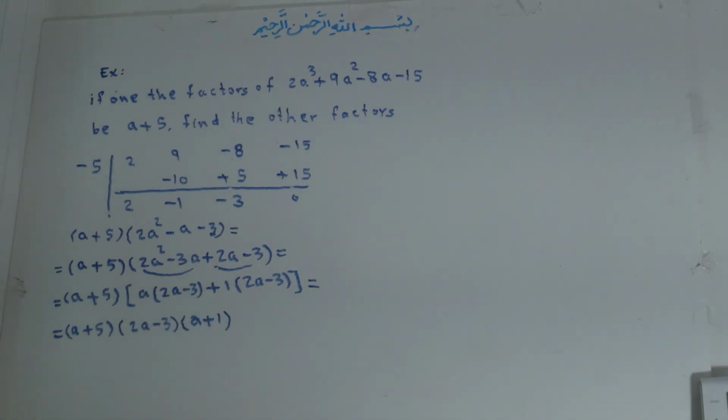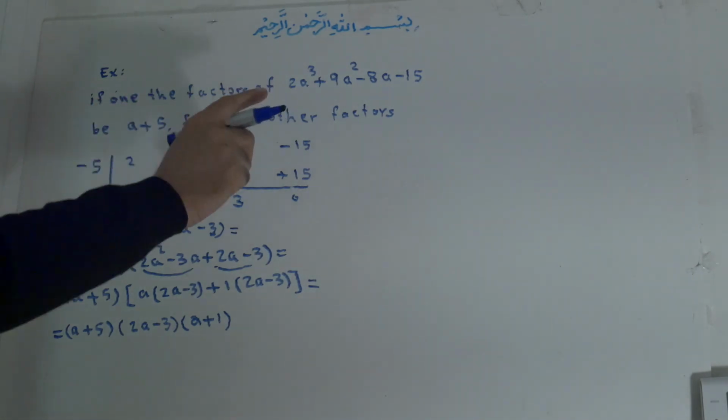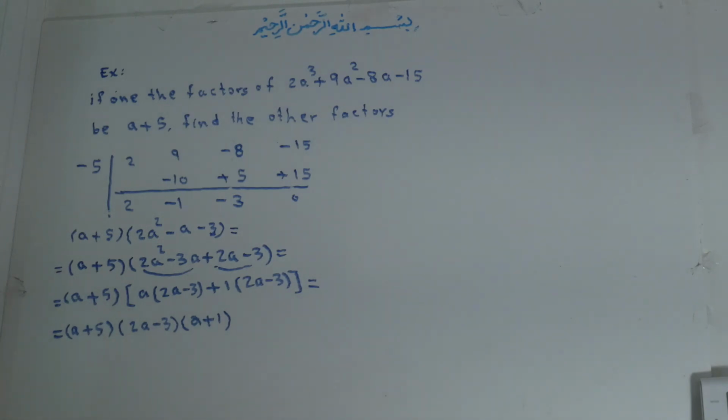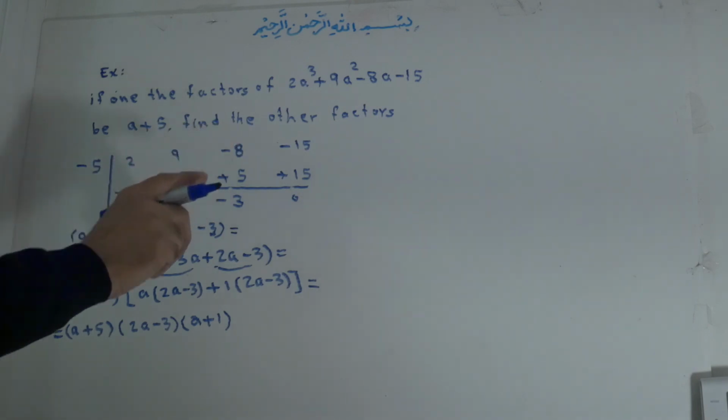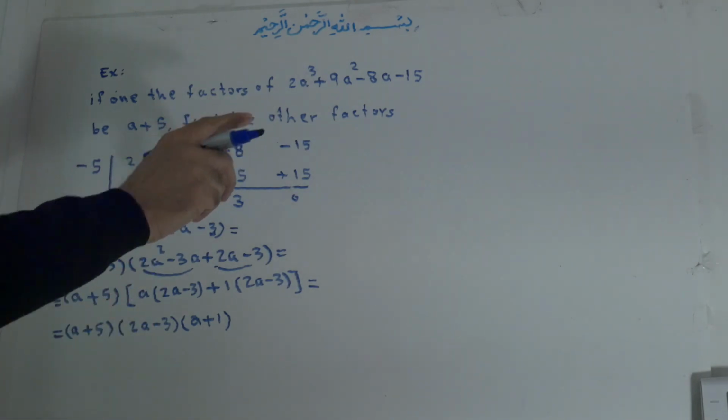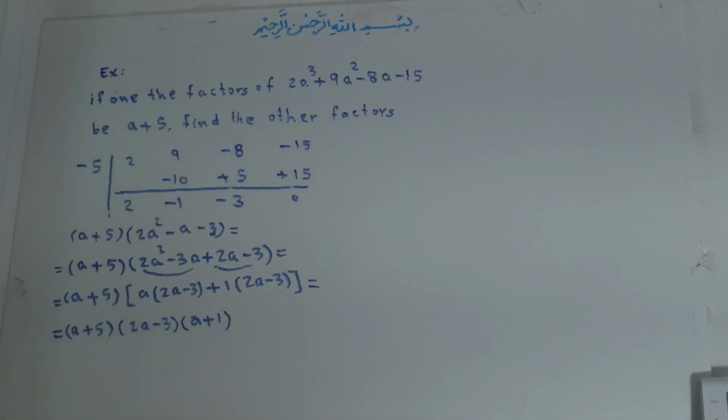So finally, this expression 2a to the power of 3 plus 9a to the power of 2 minus 8a minus 15 now factors into 3 factors of a plus 5, a minus 3 and a plus 1.